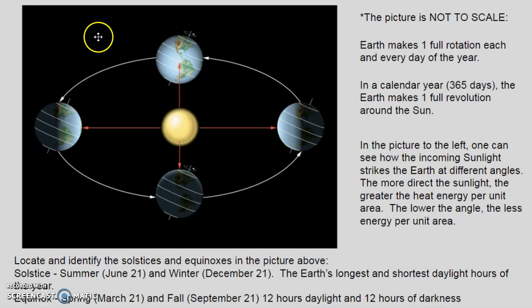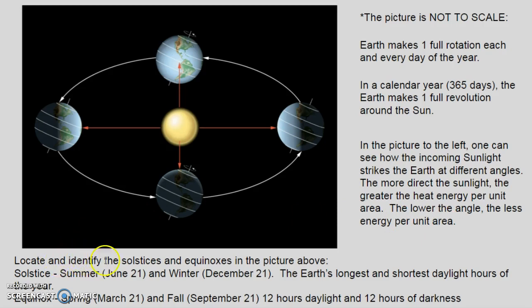Moving on. This picture is not to scale. The Earth makes one full rotation each and every day. Rotation is around an internal axis. And in a calendar year, the Earth makes one full revolution around the sun. So we can start looking at these four noteworthy locations in the Earth's orbit around the sun. In the picture to the left, one can see how incoming sunlight strikes the Earth at different angles. The more direct the sunlight, the greater the heat energy per unit area. The lower the angle, the less energy per unit area.